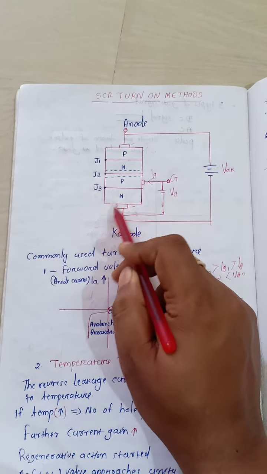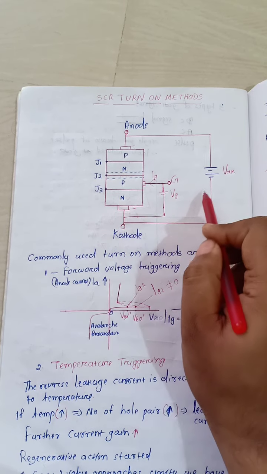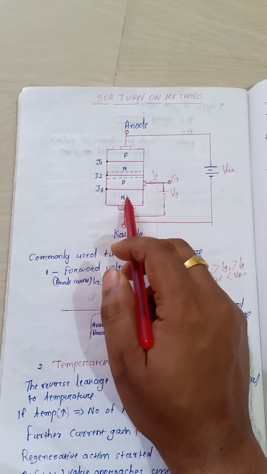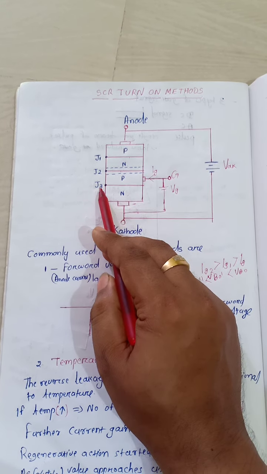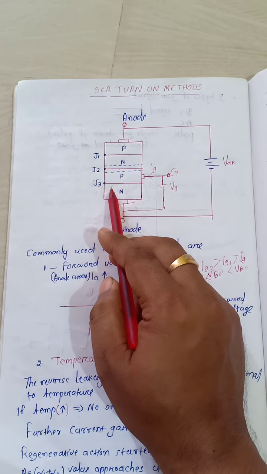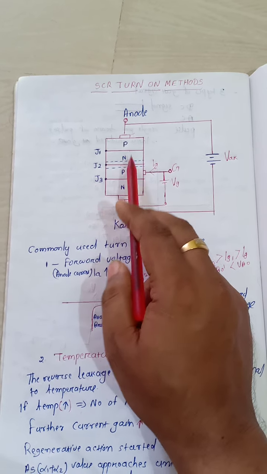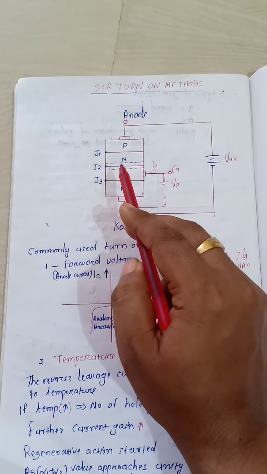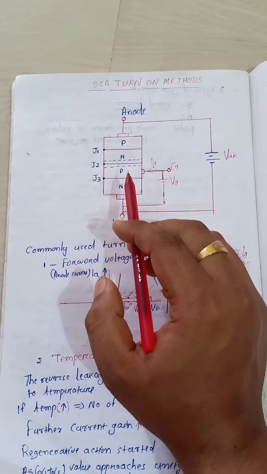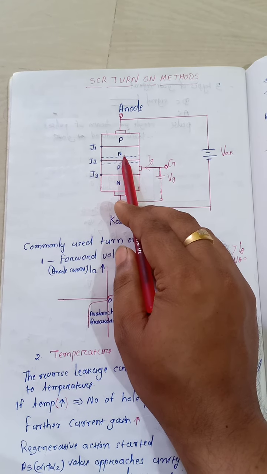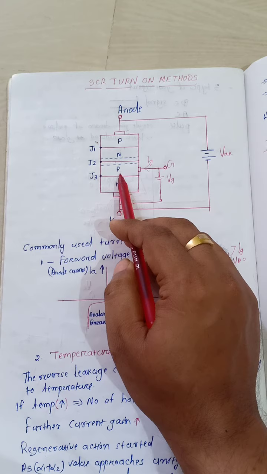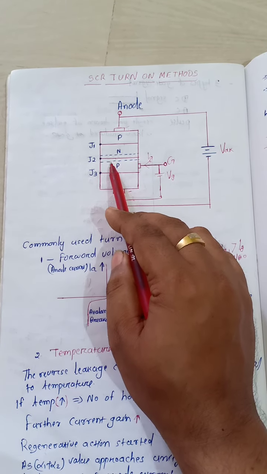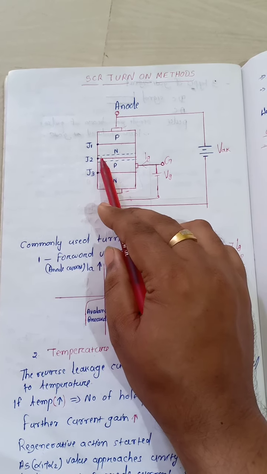Similarly, as this N type semiconductor is connected to the negative terminal of the battery, this PN junction diode will get forward biased. That is, the J3 junction is forward biased, but the J2 junction is reverse biased because this N is connected to the positive, that is, this N is at higher potential than P. So this J2 junction is reverse biased, that is, a depletion layer will form over here. So this is the depletion layer.